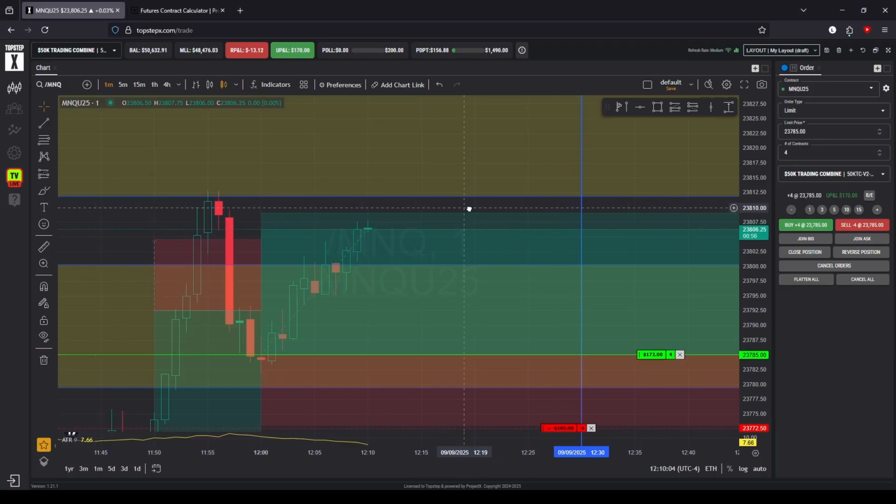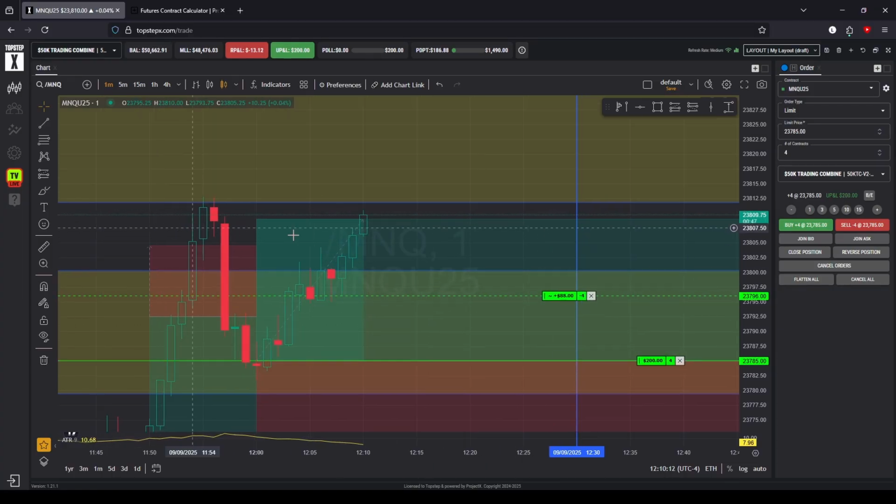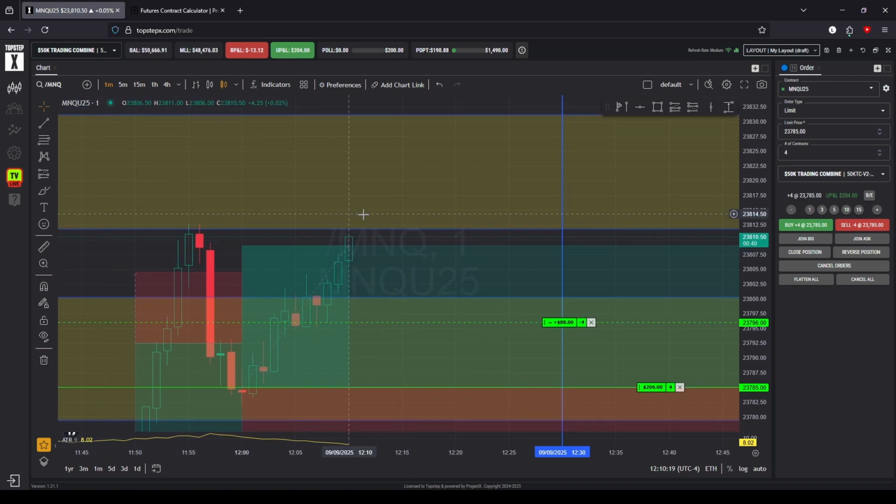Okay, so now that we're getting close to where I want my take profit to be, I'm going to slowly start trailing with my stop loss. I'm not going to take profit just yet. I'm going to be like 2 bars behind it, so I'll just move up slowly with it, and we'll see how far we can take this trade right here.